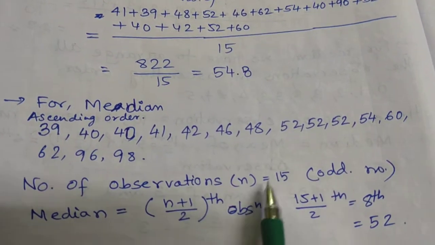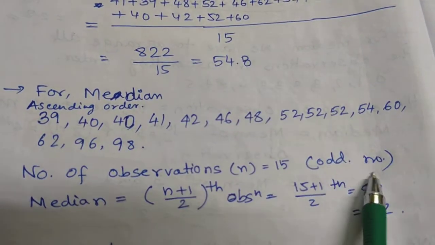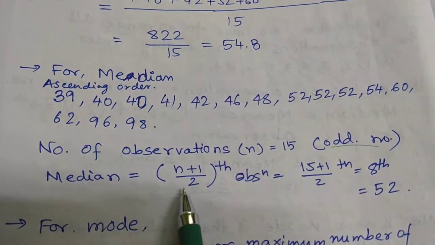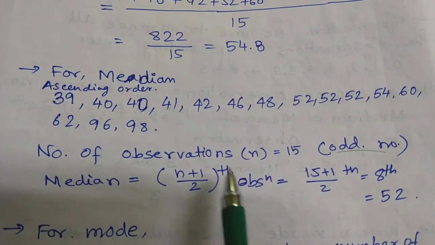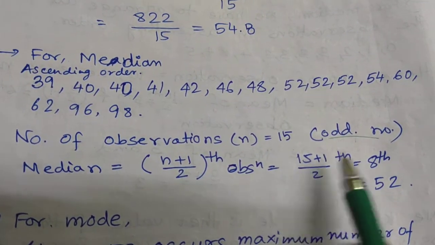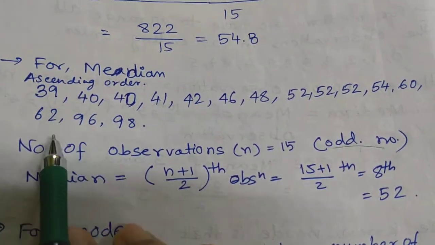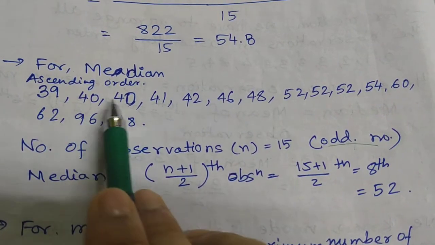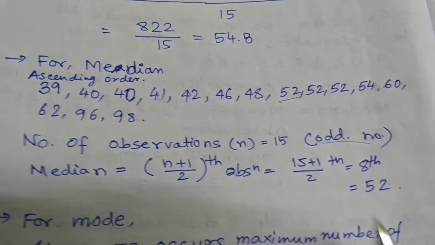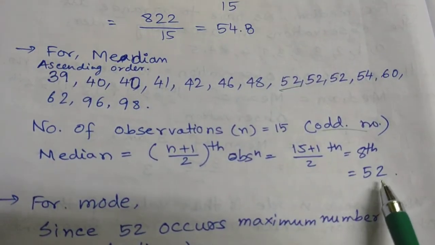Now the number of observations is 15, which is an odd number, right? This thing is very important: odd number. So what will be the median? The n plus 1 by 2th observation. What is n here? 15. So 15 plus 1 by 2th observation, that is the 8th observation. Which one is the 8th observation? 1, 2, 3, 4, 5, 6, 7, 8. The 8th observation is this one. That means 52 is our median.